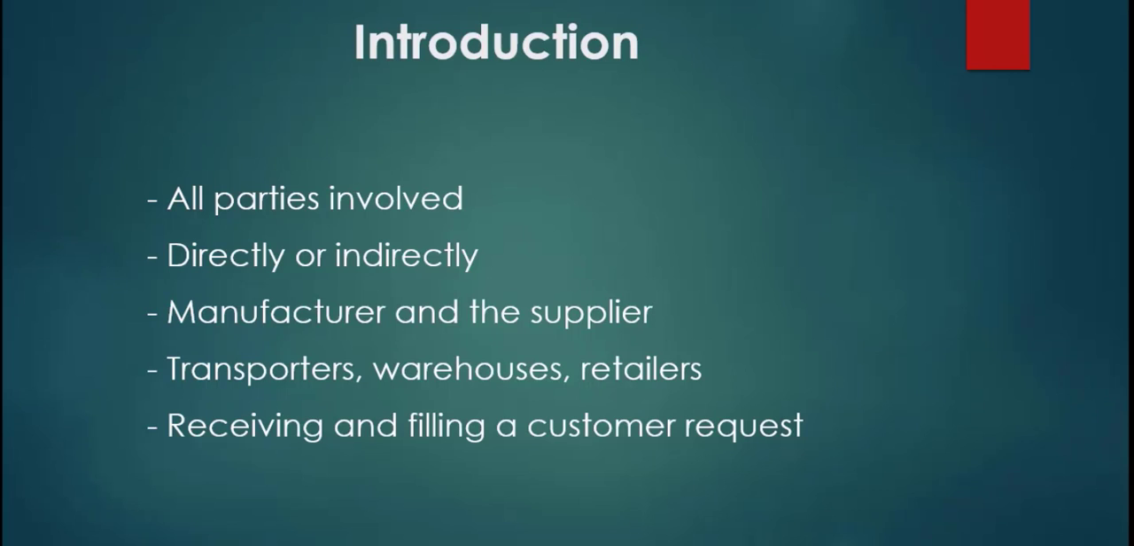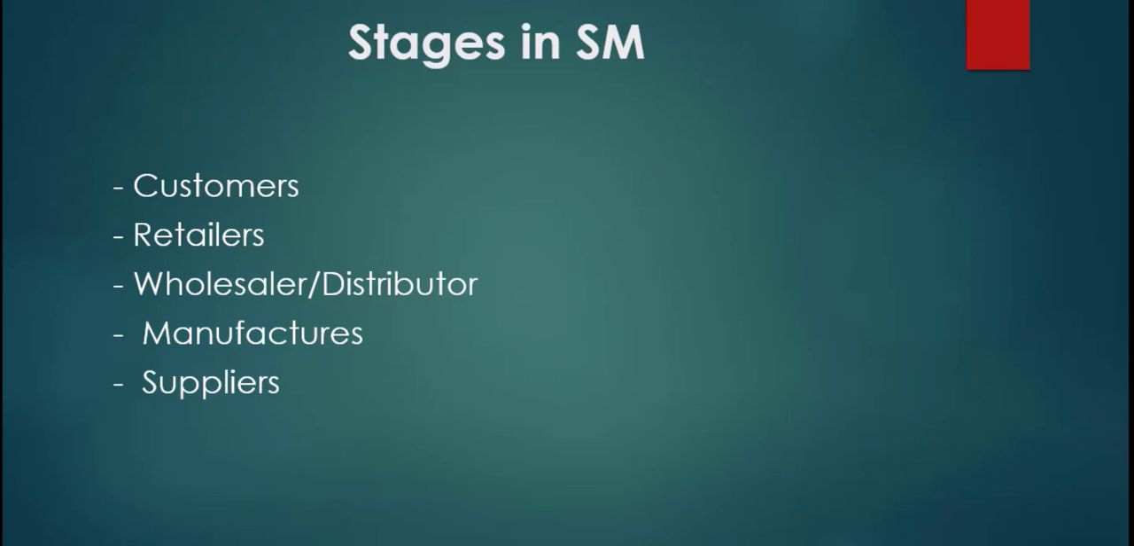Now we will see different stages of supply chain management. So these are supply chain stages. Supply chain starts with customer, and customer orders to the retailer, and retailer takes the material from the wholesaler or distributor. Then distributor gives order to manufacturer. Manufacturer manufactures the goods by taking the raw material from the supplier. So this is a simple supply chain.